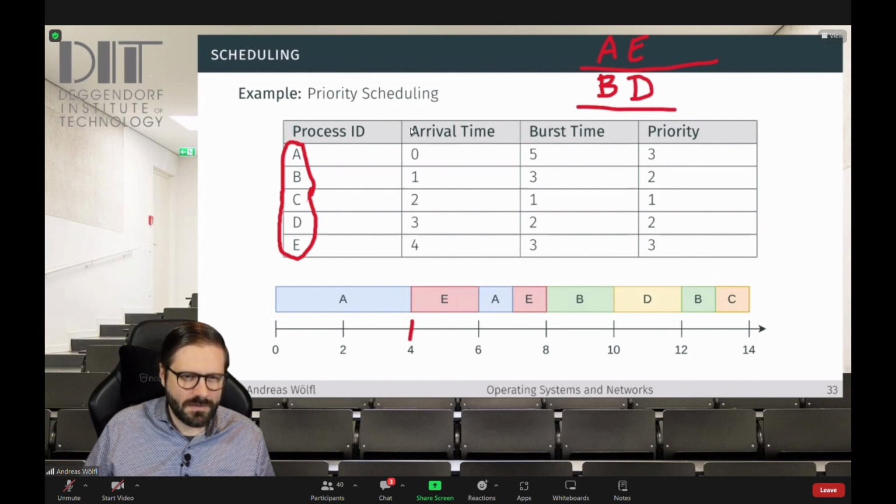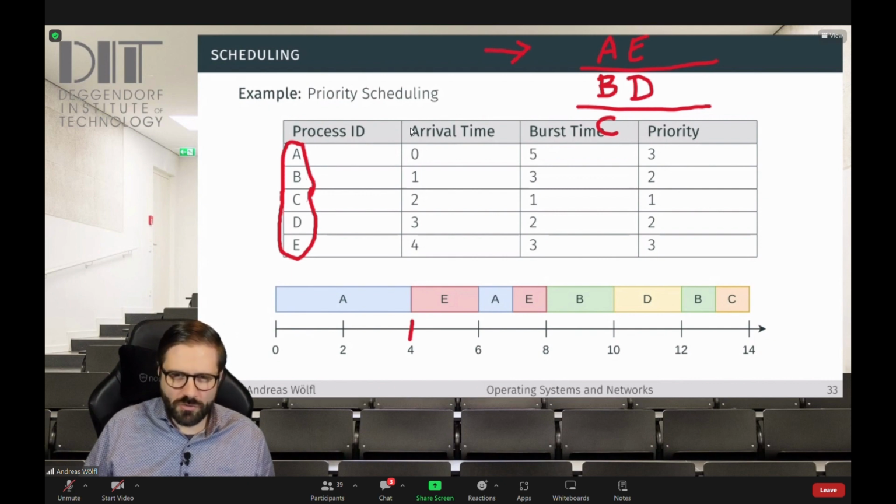And on the next lower level, we have C, right? So this is our list of runnable processes according to priority scheduling. We have something in the top priority here, right? So we do the scheduling decision on the top priority. A is currently executing, and then we have E in there.